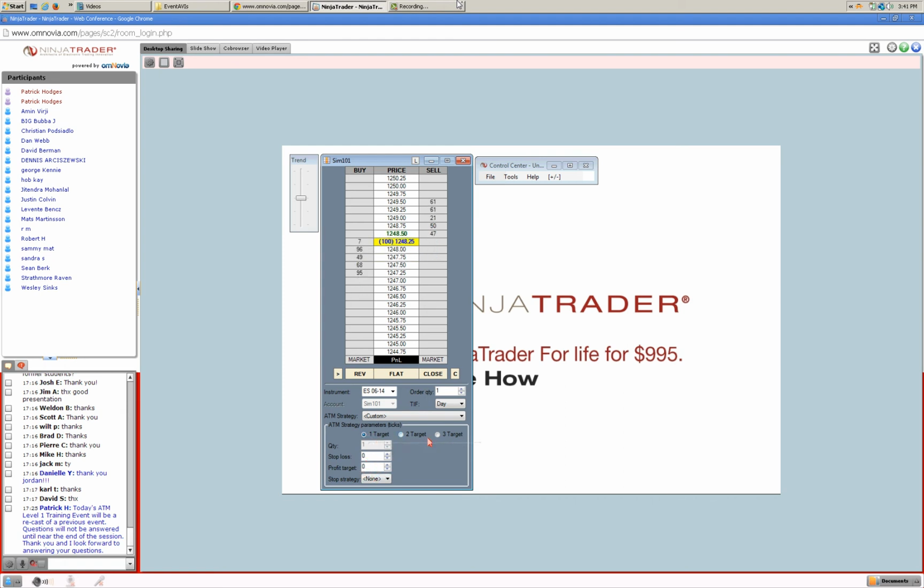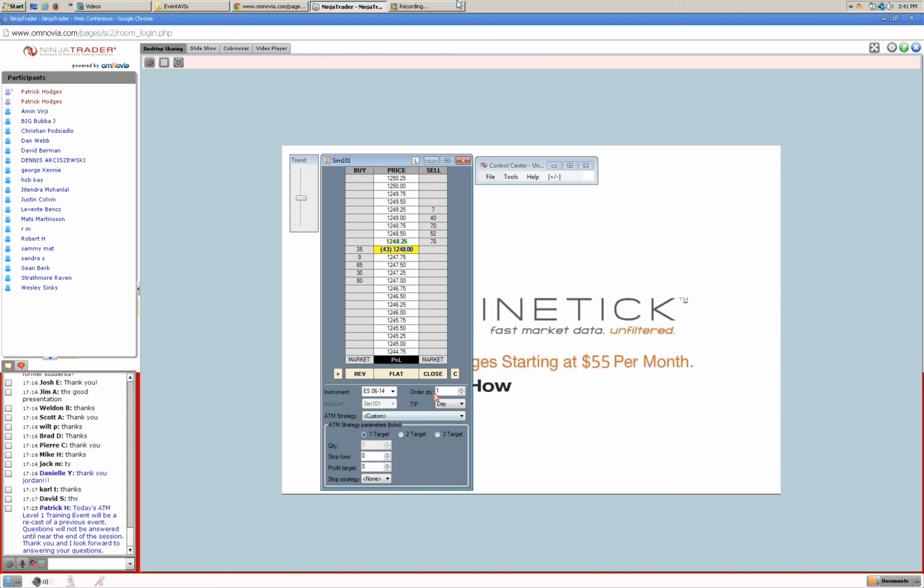Listed below the parameters are 1, 2, and 3 target radio buttons that allow us to develop multiple target ATM strategies. We'll just start out with our first target, just being a single target here. The order quantity for a single target is going to be the order quantity set here on the Superdome. So if I set this to 9, you can see the quantity is reflected as 9 on the ATM strategy. So I'm going to go ahead and set this order quantity to 3.